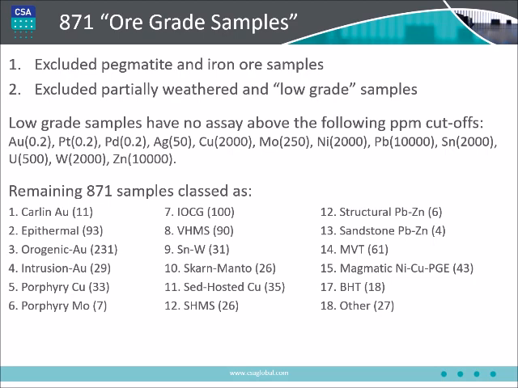But that leaves us with 871 samples, and they've been classed, according to the description given by the donor of the samples, into the major ore deposit classes. So you can see that we've got orogenic gold, over 200 samples, and around 100 IOCG, VMS, and epithermal. But then it starts to thin out. We're down to 60 for MVT and so on. And the biggest hole in the OSNACA project remains porphyry copper samples. We're really keen on getting more porphyry copper material to analyse.